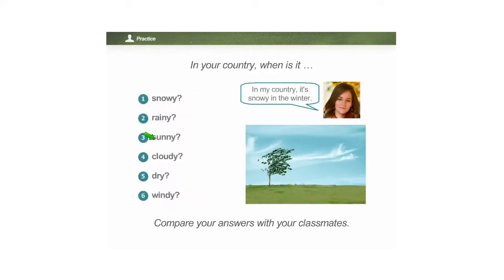Okay. And another survey here. In your country, when is it snowy? For example, in my country, it's snowy in the winter. What about in your country? Arlindo, would you like to start first? And where are you from? Are you from Brazil? No, unfortunately, in my country, it doesn't snow. So when is it snowy? Don't you have winter? Yes, there is winter, but it isn't snowy.